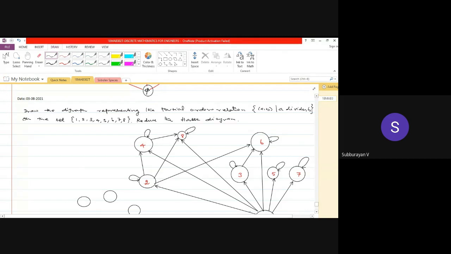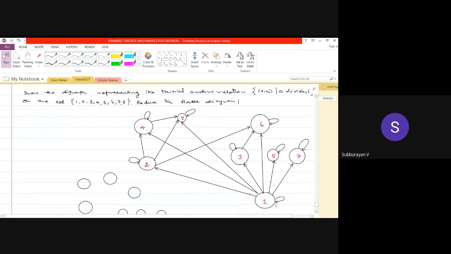Every number divides itself, so there is a self loop at each node. 1 divides 1 itself, so there is a self loop. 2 divides 2 itself, so there is a self loop at each node. I have considered 1, 2, 3, 4, 5, 6, 7, 8 as nodes.